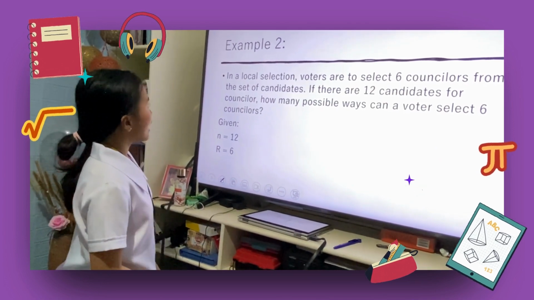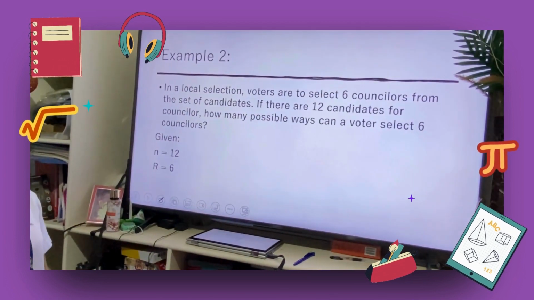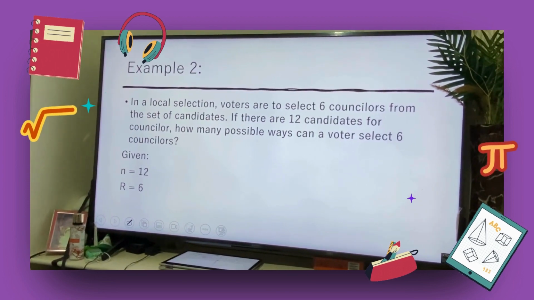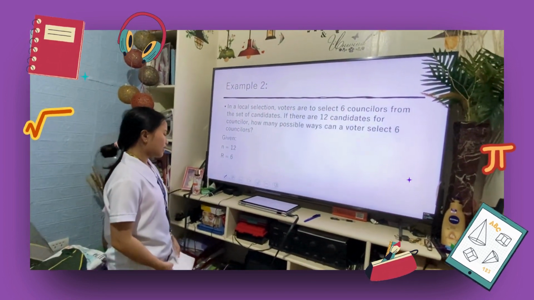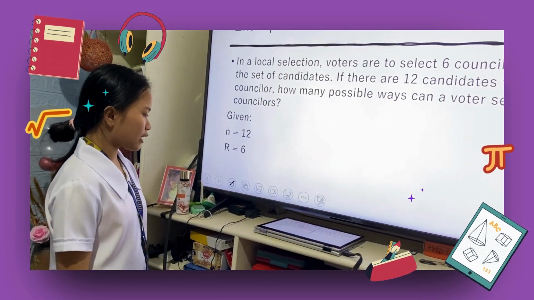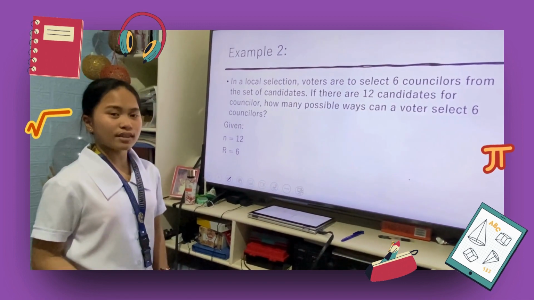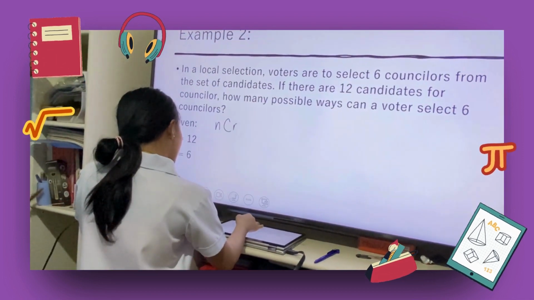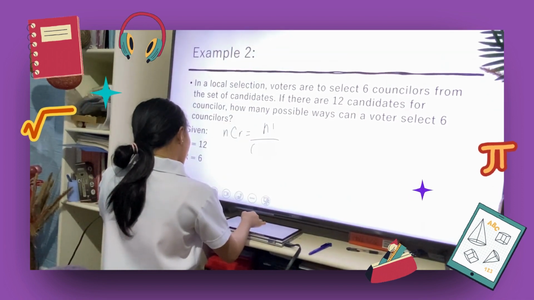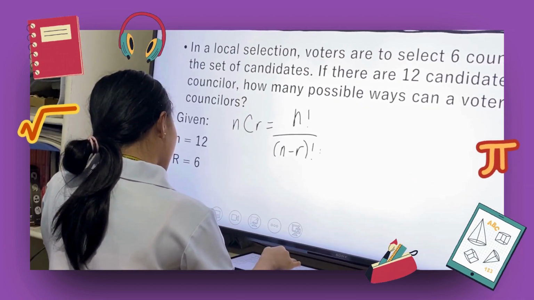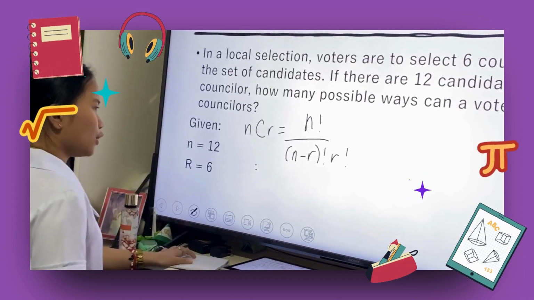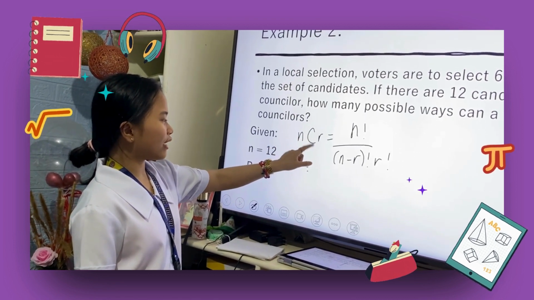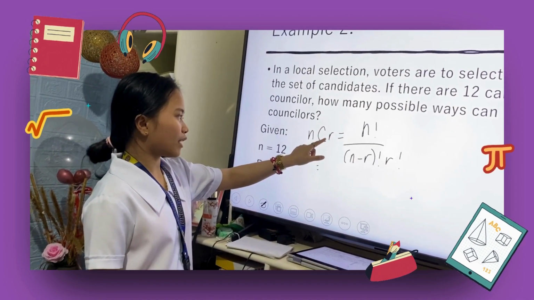For the next example, in a local election, voters are to select 6 councillors from the set of candidates. If there are 12 candidates for councillor, how many possible ways can a voter select 6 councillors? The given is n equal to 12 and r equal to 6. For this example, I am going to use the other formula. nCr is equal to n factorial over the quantity of n minus r factorial times r factorial.